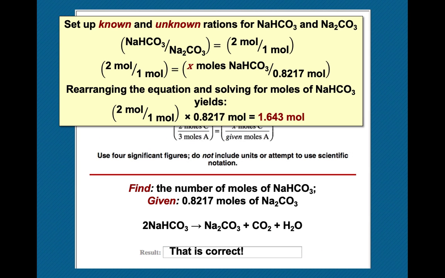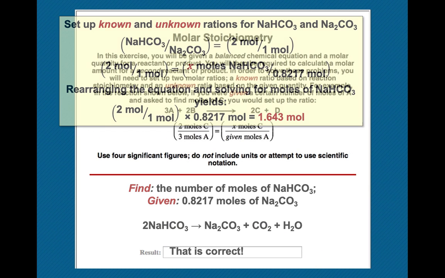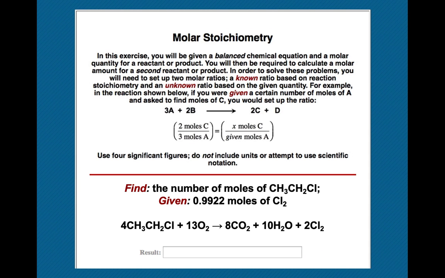Now these look difficult, they sound difficult, but actually they're pretty simple, aren't they? Let's look at one more. This is chloroethane. We are getting chlorine out as a product. 4 chloroethanes, 2 chlorines. Our ratio would be 4 to 2. This is our given, so it's going to be in our denominator.